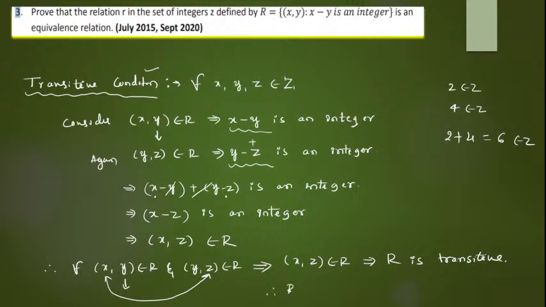Therefore your relation R is symmetric, reflexive and transitive. Therefore your relation R is an equivalence relation. Easily you can write that your relation R is an equivalence relation. This is the way you have to prove.